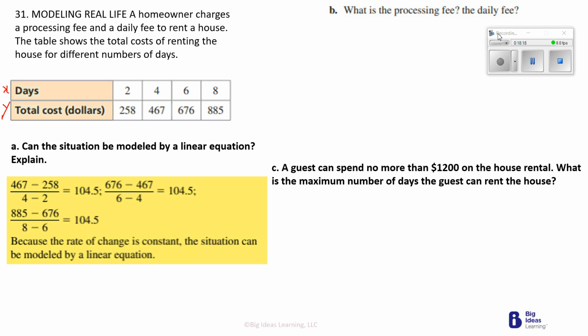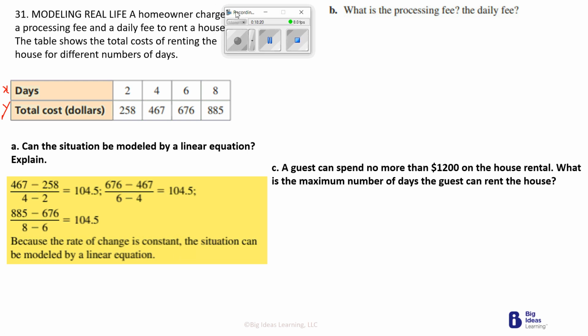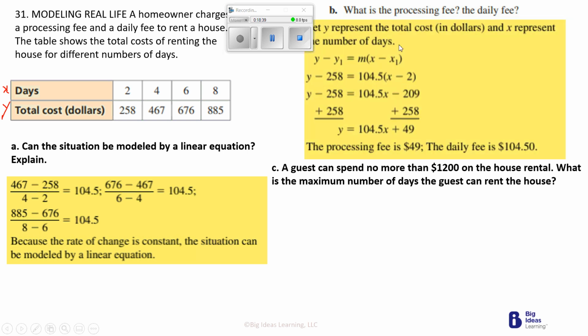So now we can go ahead and make, what's the processing fee and daily fee? We can make our point slope formula, right? So if I do this, I've got my slope. My slope is 104.5 over 1. And I've got x and y coordinates here. I'm just going to move this out of the way again. It says, what is the processing fee and the daily fee?